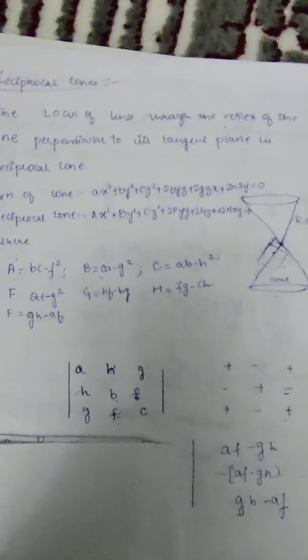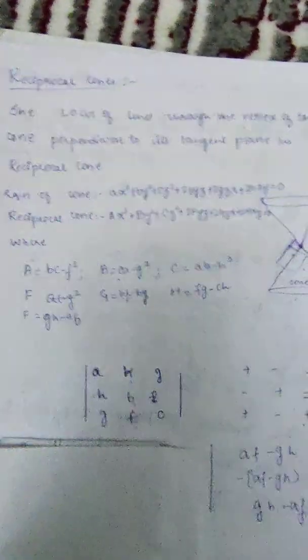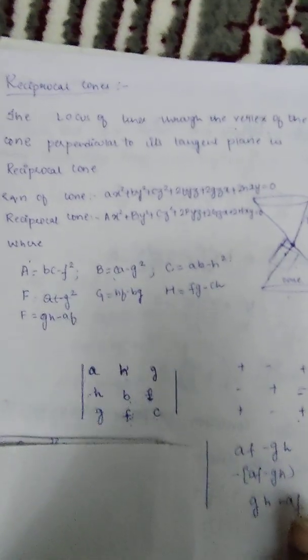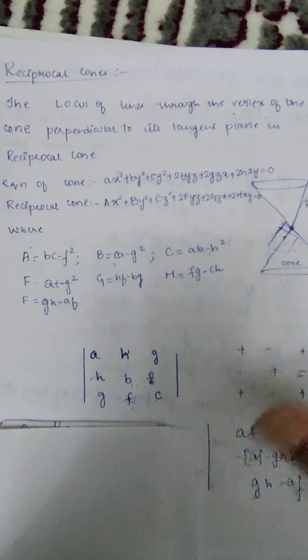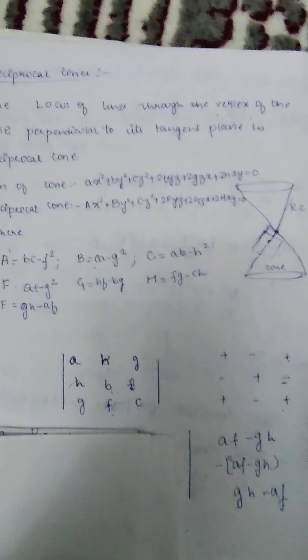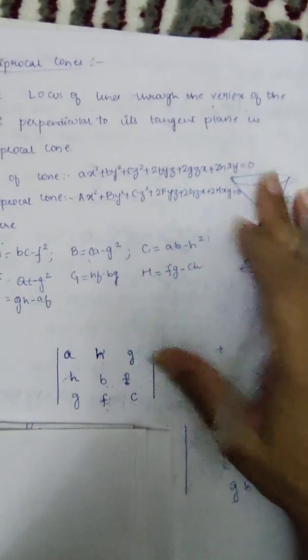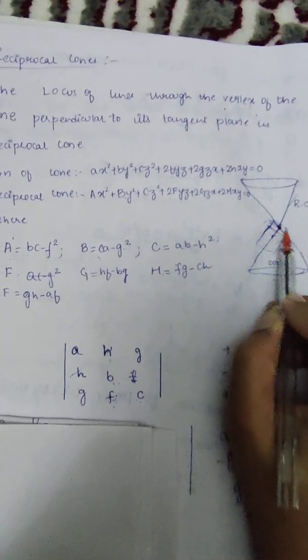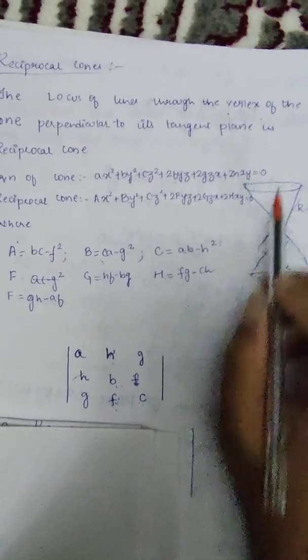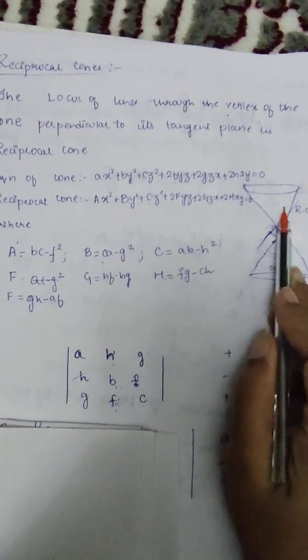Hello girls, let us move on to the equation of the reciprocal cone and see how it is constructed. Before that, let us roughly revise the definition of the reciprocal cone. It is the locus of the line through the vertex of the cone which is perpendicular to the tangent plane. So this is the definition of the reciprocal cone.